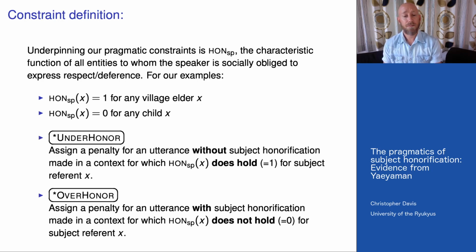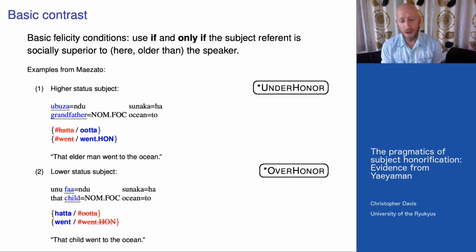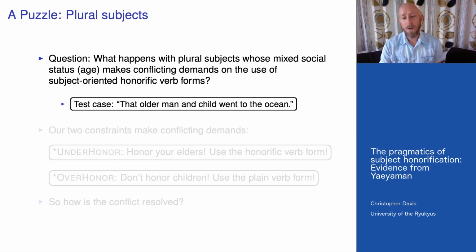So back to our basic contrast. In 1, star under honor will force the use of the honorific, while star over honor will disallow its use in 2, giving us the contrast that we started with. Now, so far so simple, but there's a puzzle. What happens with plural subjects of mixed social status? Concretely, how will we say something like, that older man and child went to the ocean in this language?